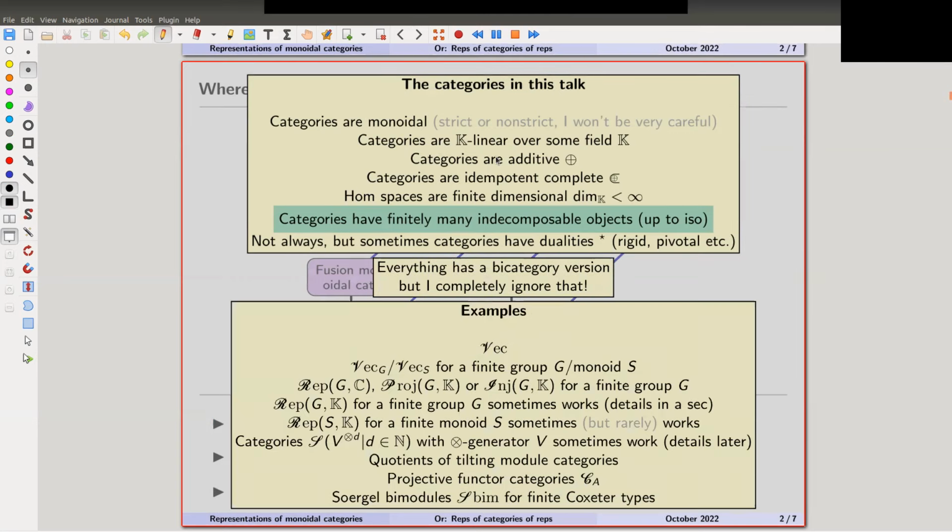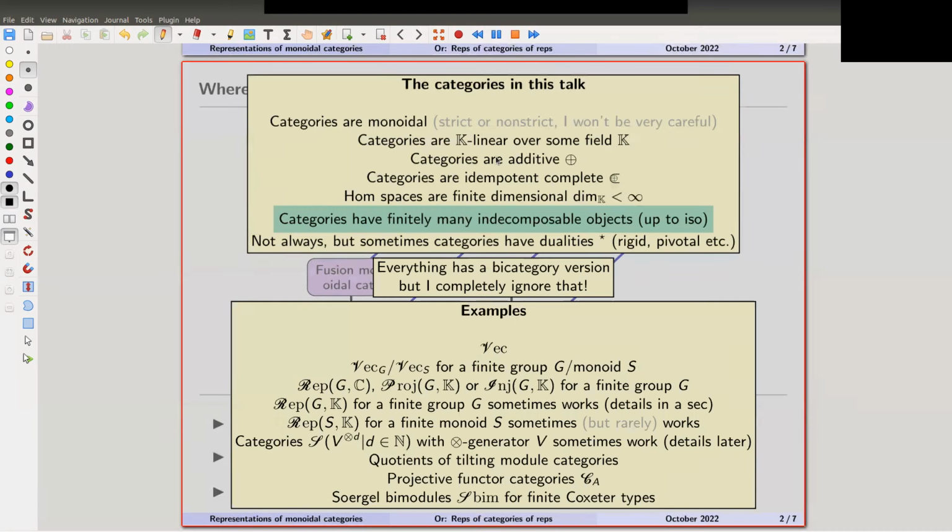And I'm completely ignoring that there will be a two-categorical version. There's even a three-categorical version of the total nonsense, but I'm not going into this. So monoidal is for me already complicated enough for today. Monoidal is just saying that in the Grothendieck ring, the Grothendieck algebra, you actually have a multiplicative structure. So monoidal really categorifies the composition in a group.